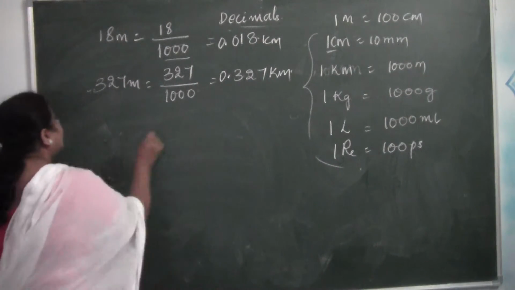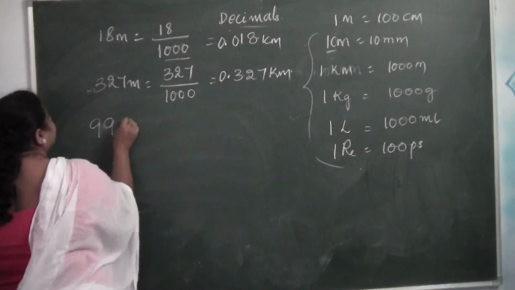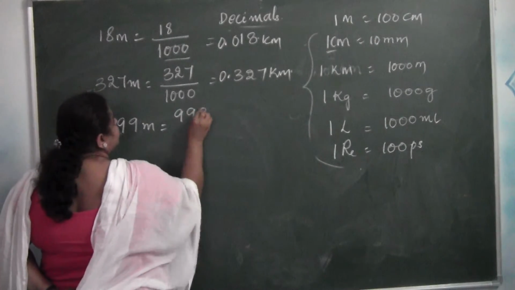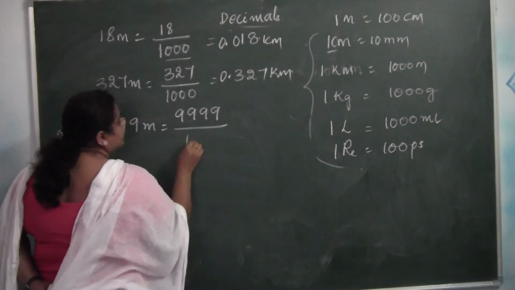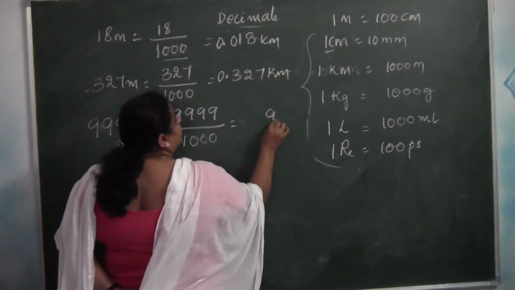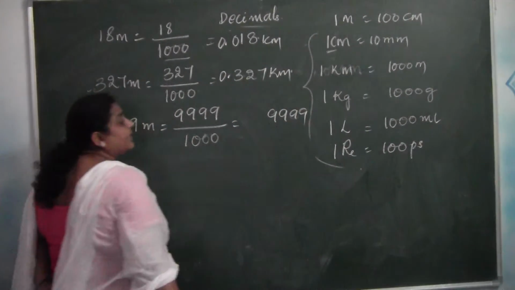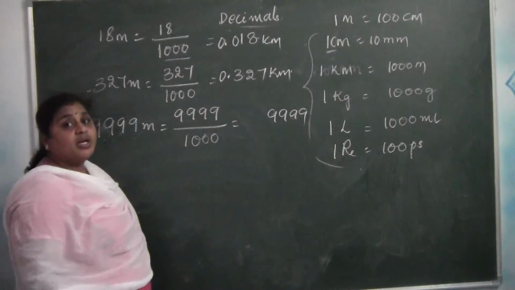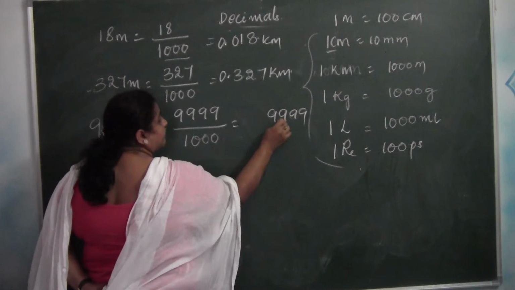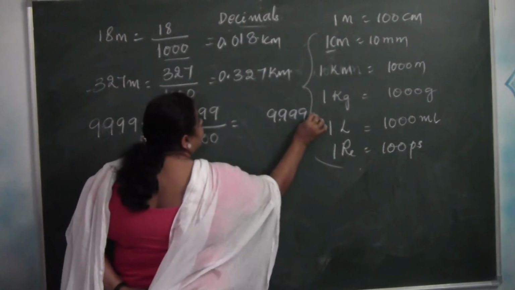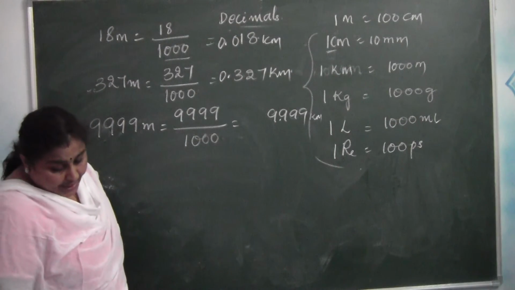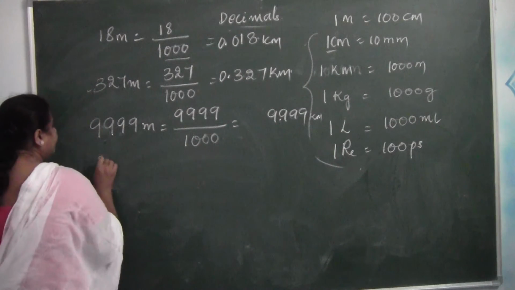Next, 9,999 meters. So we are going to write this as 9,999 by 1000. So first write the numerator as it is. Now in the denominator we have 3 zeros. So counting from the last, 1, 2, 3. So it is 9.999 kilometers.